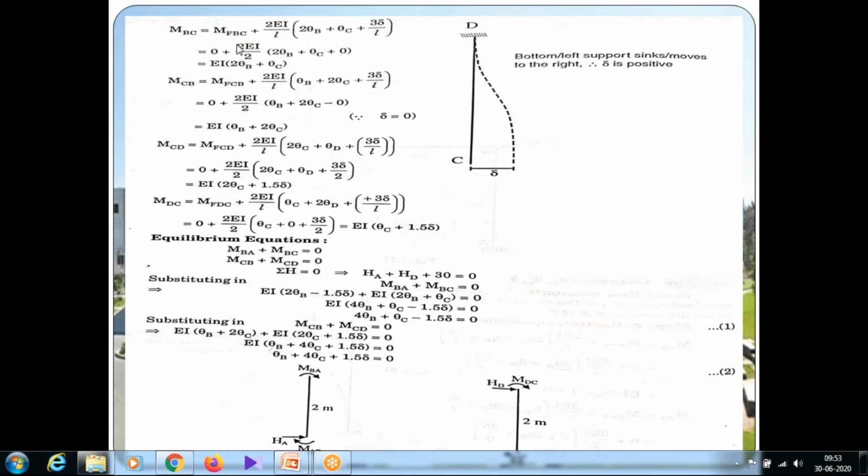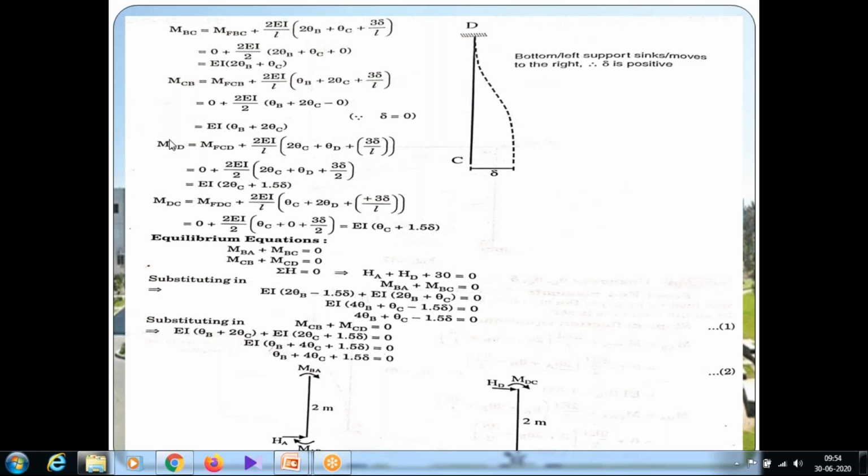So the equation is 2 EI by 2, cancel, so EI into 2 theta B plus theta C. This is equation number 3: MBC is equal to EI into 2 theta B plus theta C. Next, in the same span BC, the right to left movement, MCB equal to MFCB plus 2 EI by L into theta B plus 2 theta C plus 3 delta by L. Here also theta B, theta C will come, delta is 0, and MFCB value is also 0. So 2 EI by 2 into theta B plus 2 theta C. The final equation is EI into theta B plus 2 theta C. So MCB, this is equation number 4.